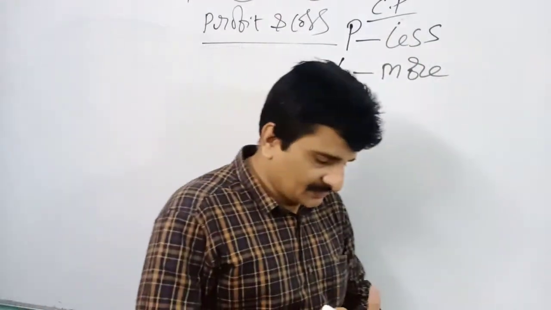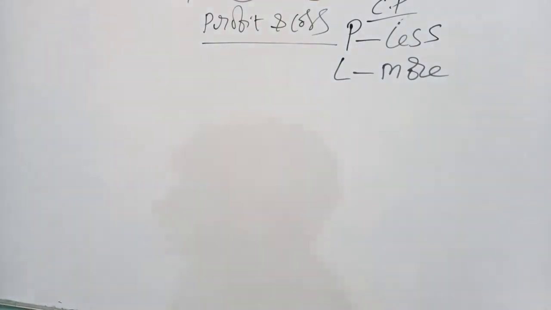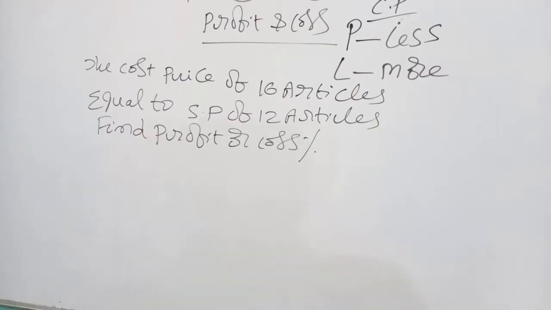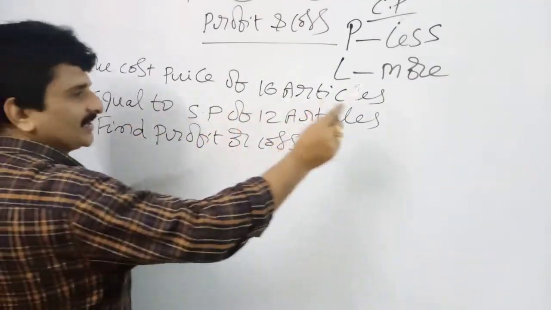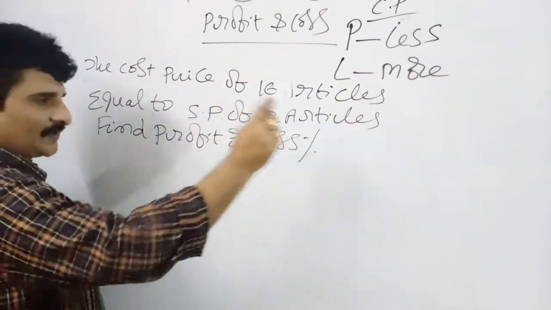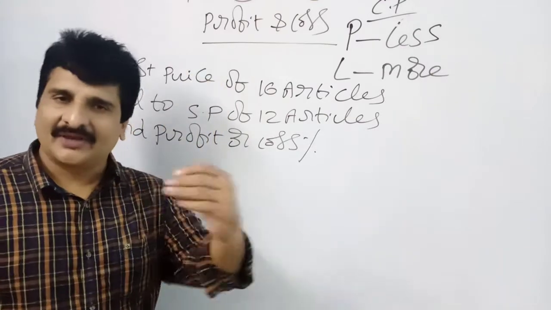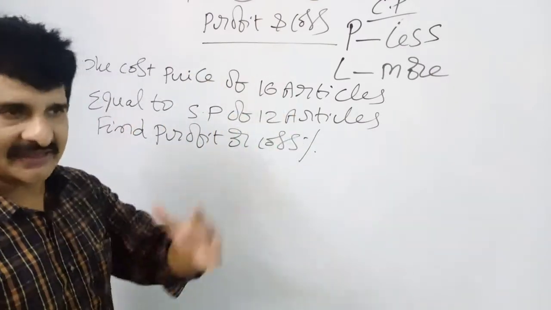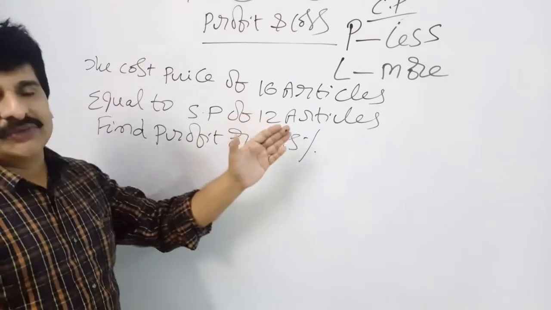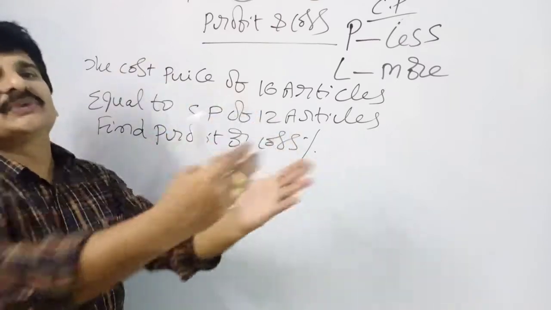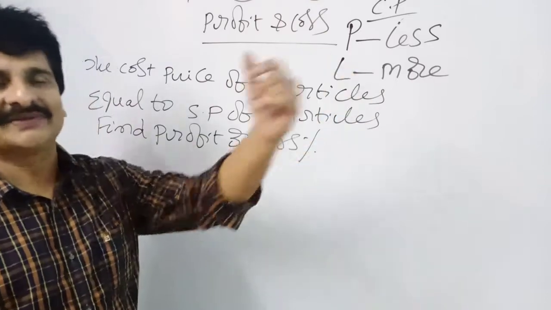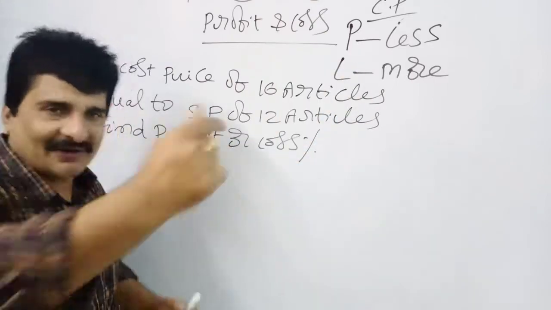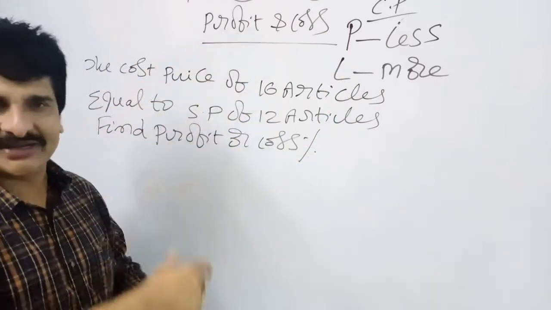Now I am going to tell you the first model in this. See this question. The cost price of 16 articles is equal to the selling price of 12 articles. Find the profit or loss percentage. If you go for any guide, what they will do is convert this into rupees. Let the cost price of each article be 1 rupee, like that they will start. Now I am going to tell you a shortcut method. Without any step you can get the answer.